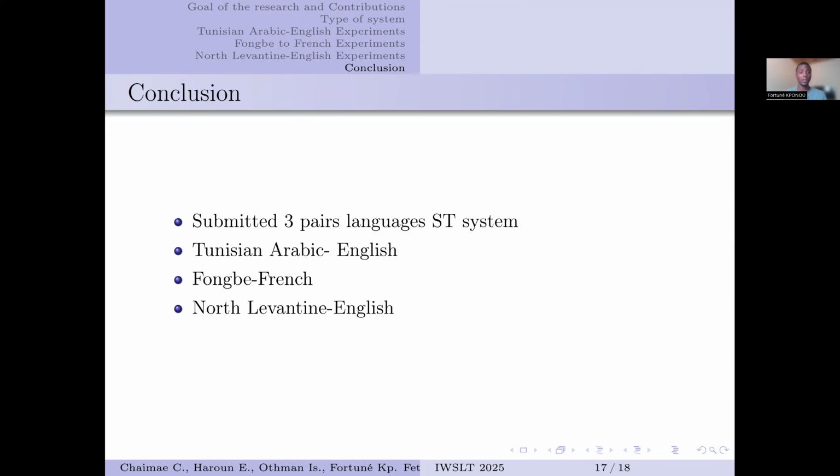In conclusion, for this task, we submitted systems for three language pairs: Tunisian Arabic to English, Fongbé to French, and North Levantine to English. For Tunisian Arabic, we submitted both cascade and end-to-end systems. For Fongbé, we also submitted cascade and end-to-end, while for Levantine, we only submitted a cascade system.